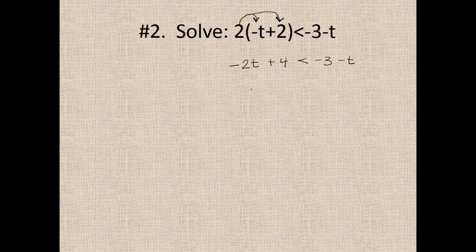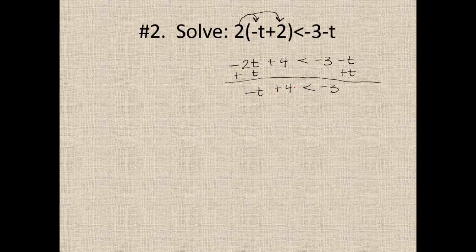Okay, and then we want to get the t's together. I've got t's on both sides. I like to get rid of the t on the right side and move it to the left, because that way at the very end of the problem I can read it from left to right, and it'll make more sense that way, especially when there's inequalities. So now I have negative 1t plus 4 is less than negative 3.